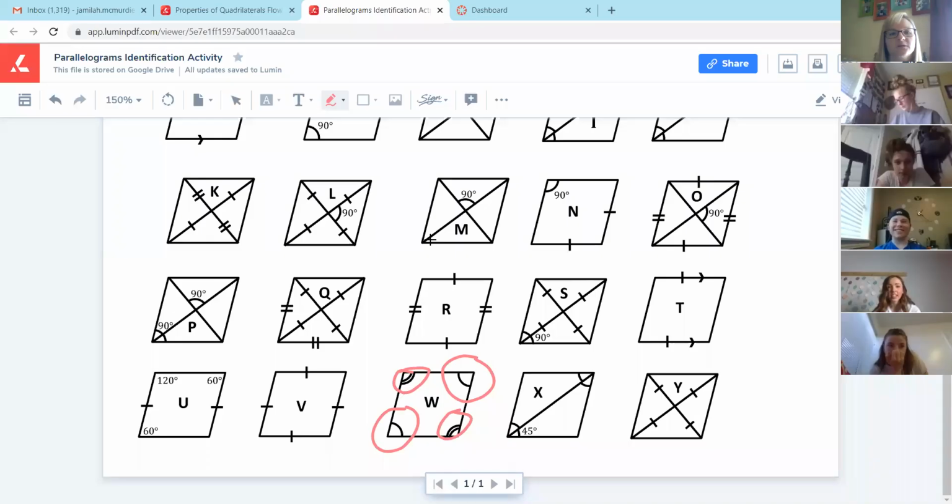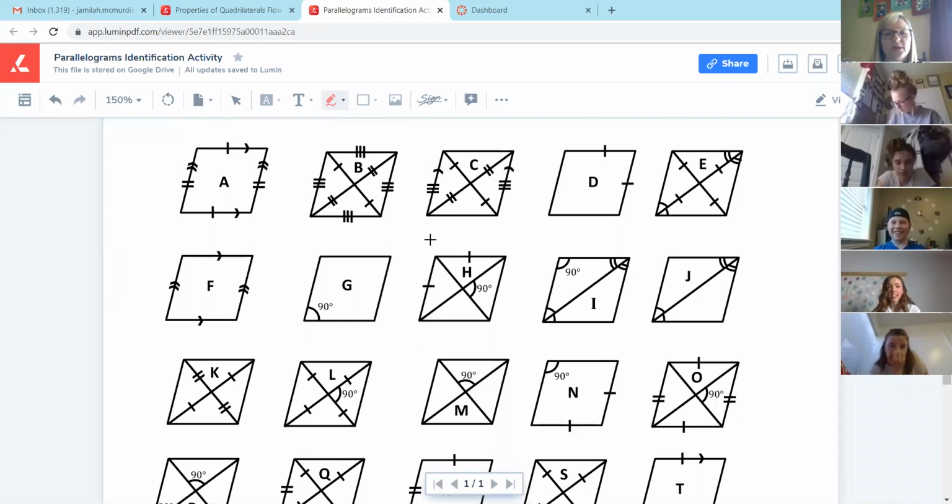Okay, so Kenna had a question about B. The triple lines right here are just so you can tell the difference between the single tick marks, the double tick marks, and the triple. So these triple lines right here are just saying that all 4 of these sides are congruent. What shape is it that all 4 sides are congruent?